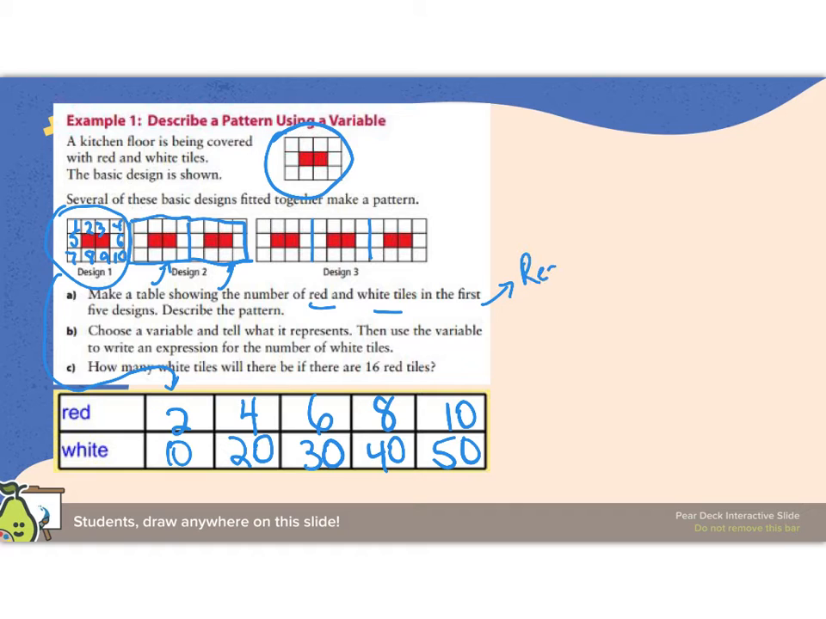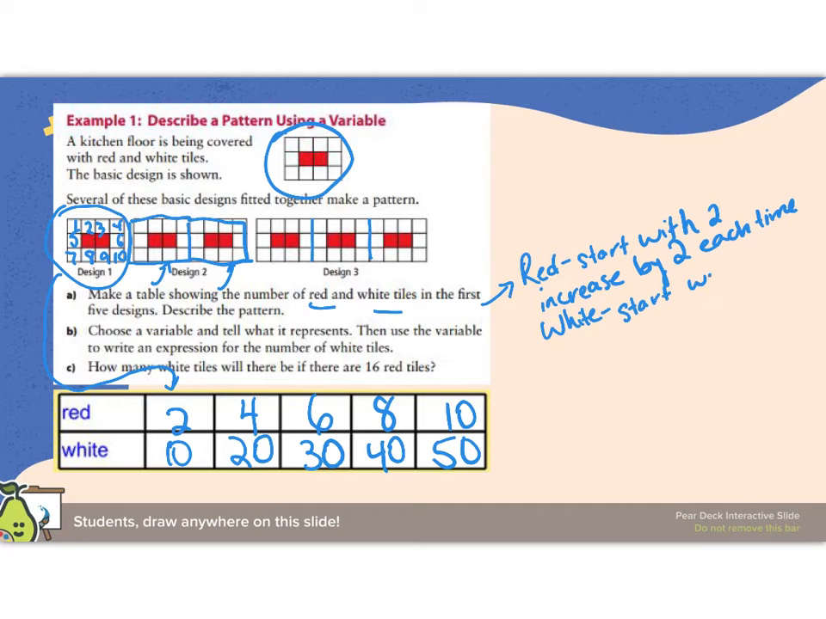For reds, we start with 2 and increase by 2 each time. In terms of white, we start with 10 and increase by 10 each time.